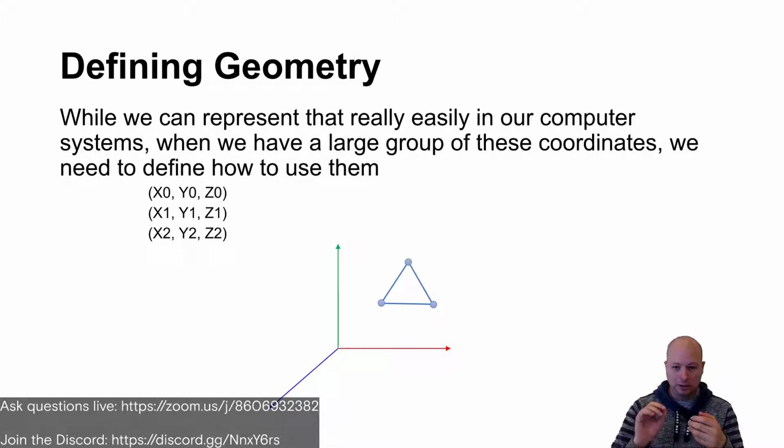So let's define how to represent some geometry in 3D. We can have a triangle with an x, y, and z value. Call this P0, and x, y, and z for P1, and x, y, and z for P2, since it's 0 indexed. So we can define a triangle in that way.